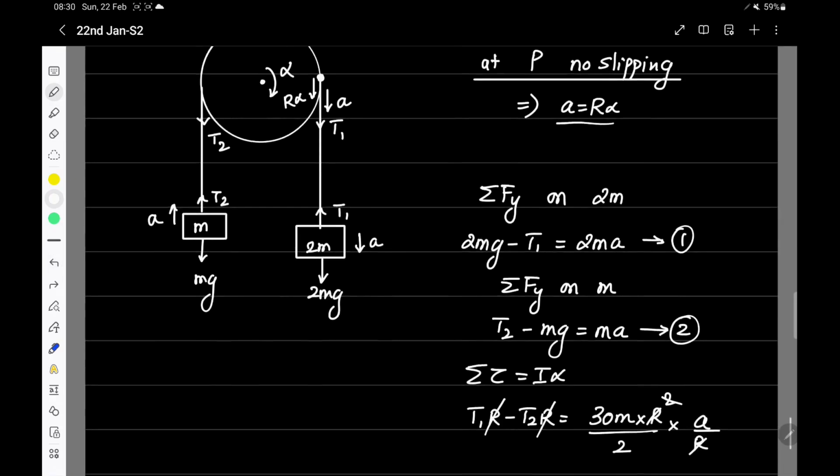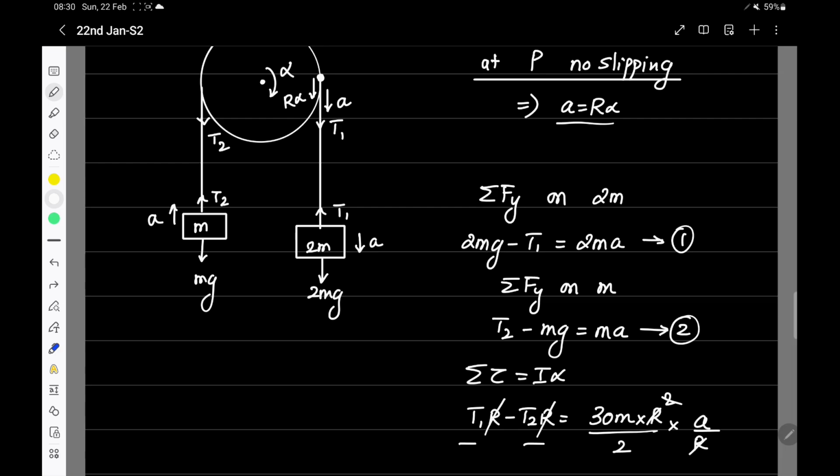Next, the difference in the two tensions is generating the torque for the pulley to rotate, so we can apply tau equal to I alpha on the pulley. This will give you T1r minus T2r is equal to, the pulley is a disk, so we can use capital M r square by 2. The mass of the pulley is 30m, so 30m into r square by 2 into alpha, which can be written as a by r.